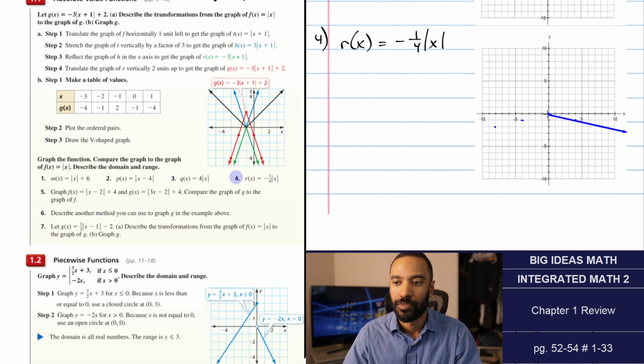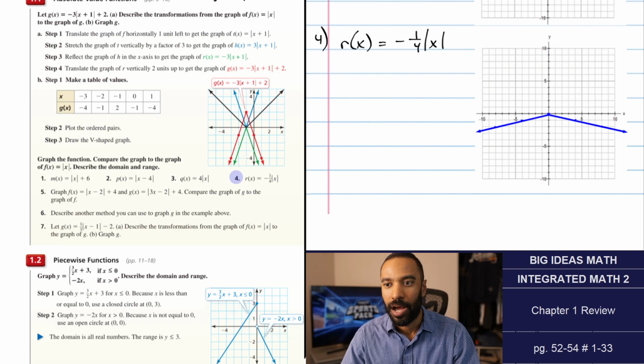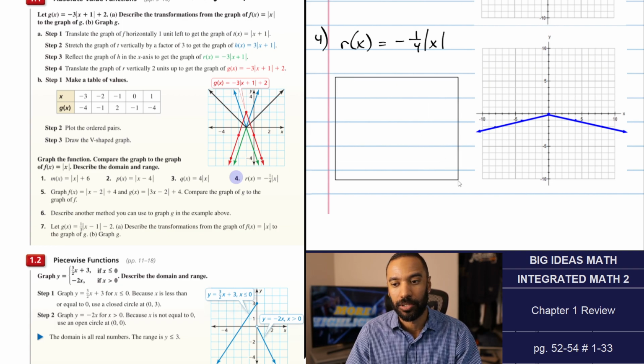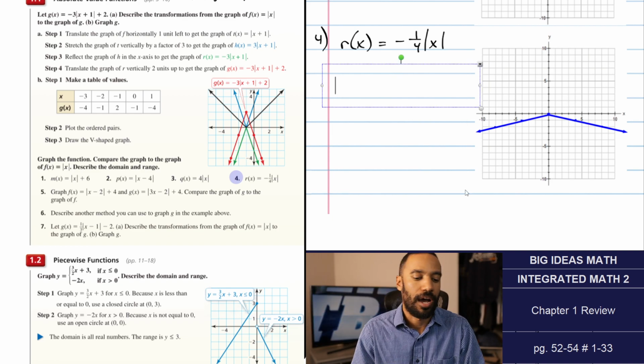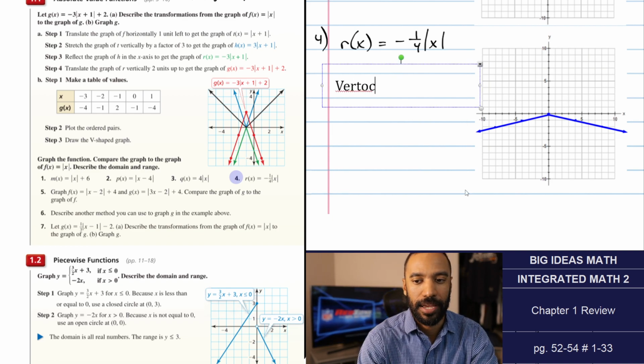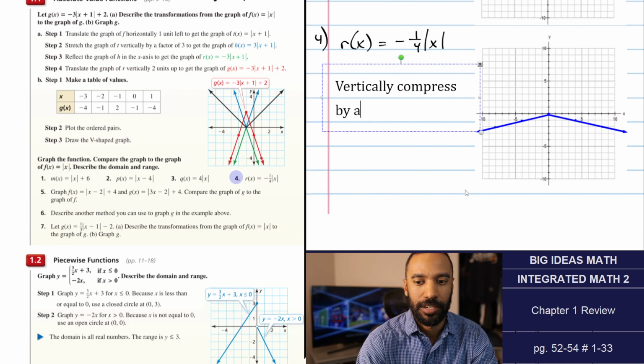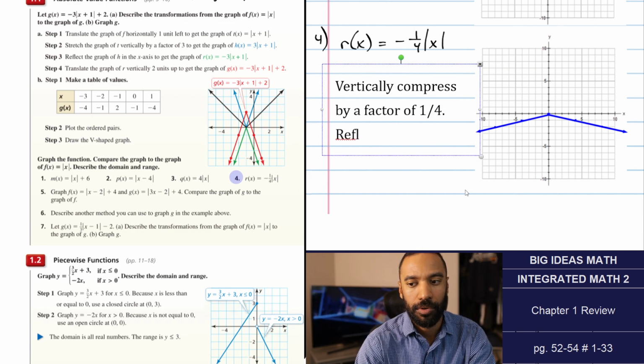So we'll take a look here. They might even say, because I'll bring it up in a bit, but they might even talk about a horizontal stretch. It's unlikely. So vertically compress by a factor of 1/4, but also reflect over the x-axis.